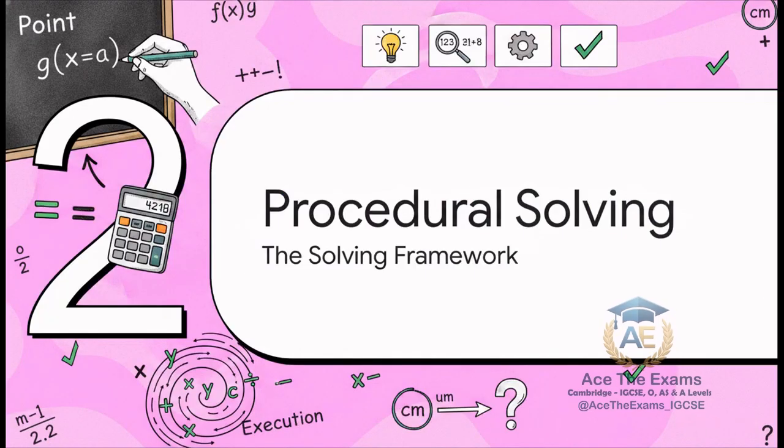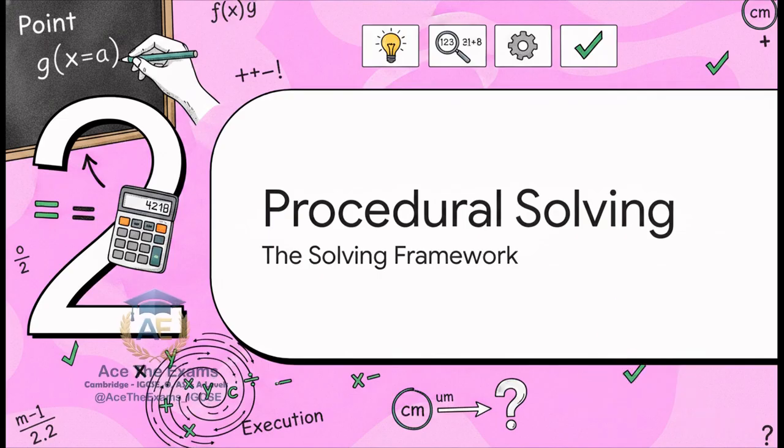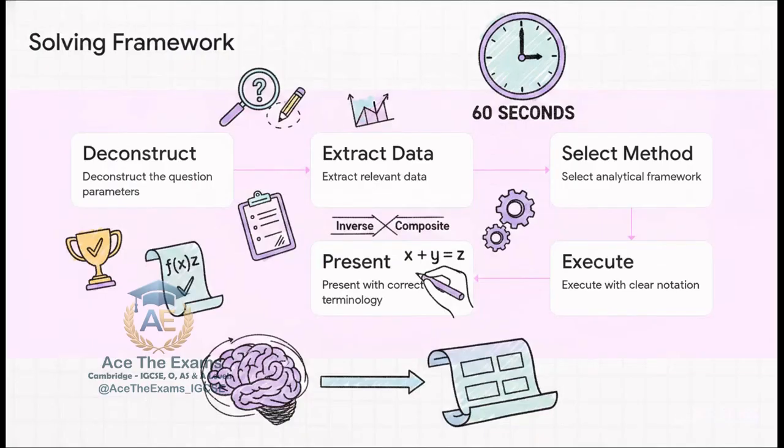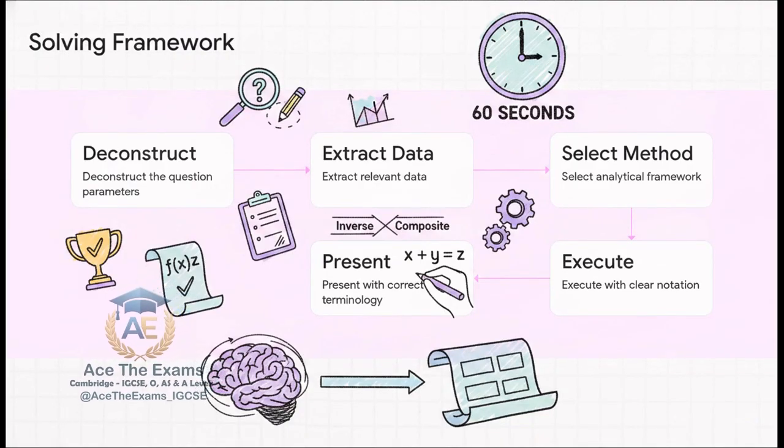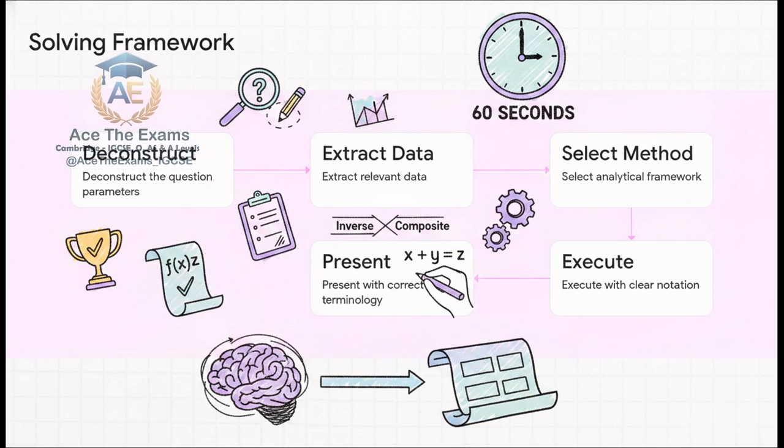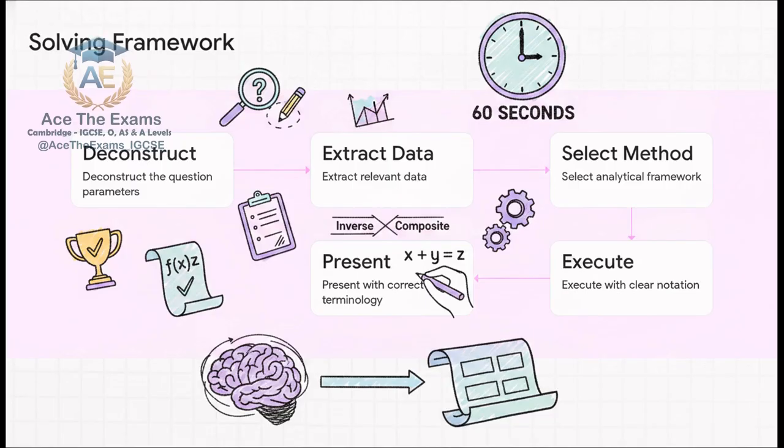Section 2, the procedural solving framework. This is where we turn theory into actual, bankable marks. The exact procedural framework examiners desperately want you to use is something we call the PEEL framework. Now, you might have heard of PEEL in your English or history classes, but we have formulated it specifically for mathematics. PEEL stands for Point, identifying the correct mathematical formula or principle.